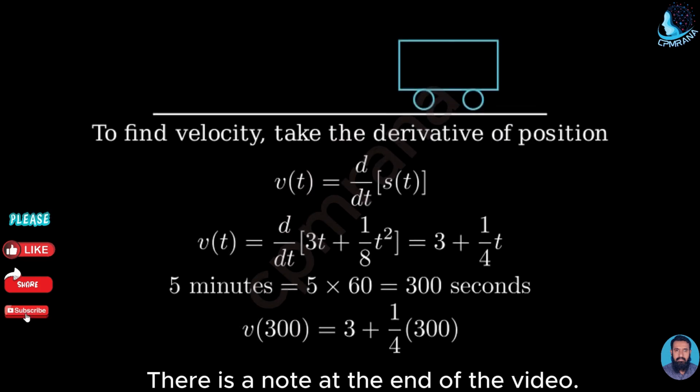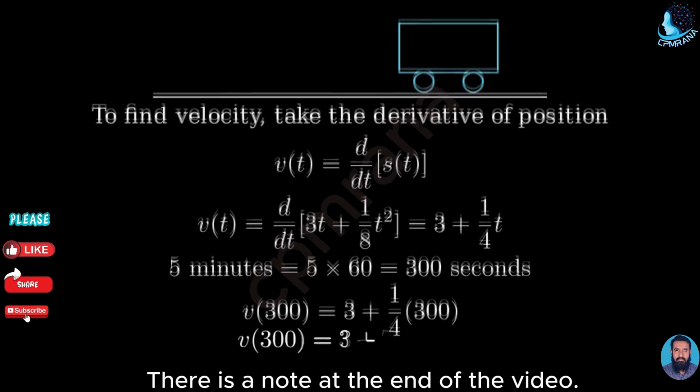Let's calculate this step by step. 1/4 times 300 is 75. Adding 3 gives us 78 meters per second. This is the train's velocity after 5 minutes.